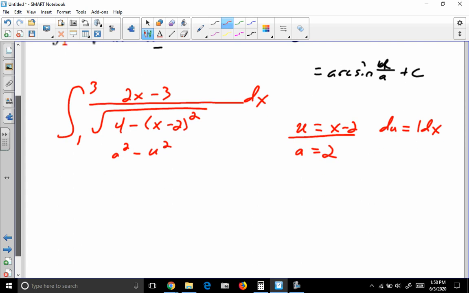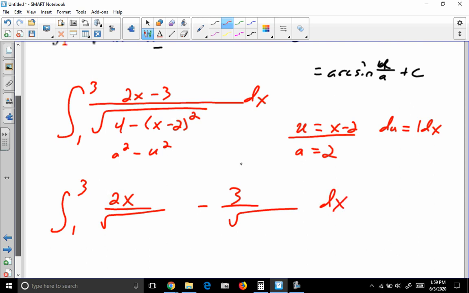What is one thing we've done in the past in algebra? If we only need one of these and not both, we could actually break this into two separate fractions. We could do 2x over the square root and then minus 3 over the square root, and that's dx. So 4 minus x minus 2 squared.